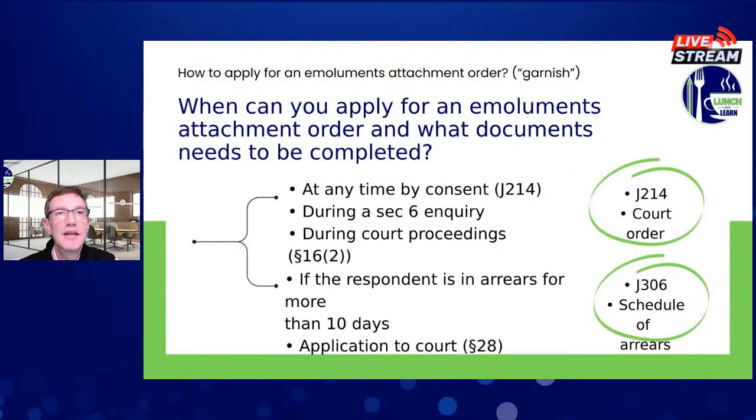The garnishee order would be dealt with by the employer deducting that money. Now, that could also be made during a Section 6 inquiry when they are at the offices of the maintenance officer, where they come to a certain agreement and they say, okay, I'll pay that amount of maintenance. Then the maintenance officer could ask the respondent if he consents to a garnishee order, and if he does consent, then that would be noted on the J214 document, and that would be made an order of court as well.